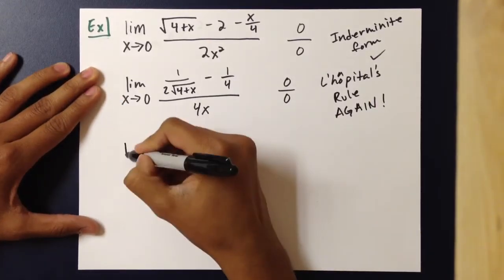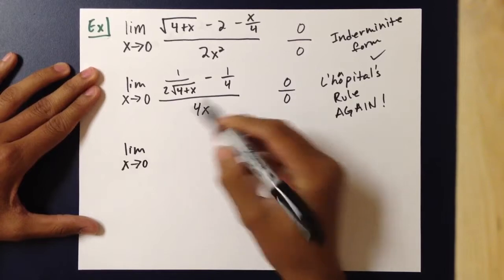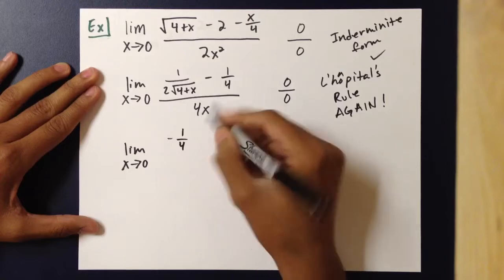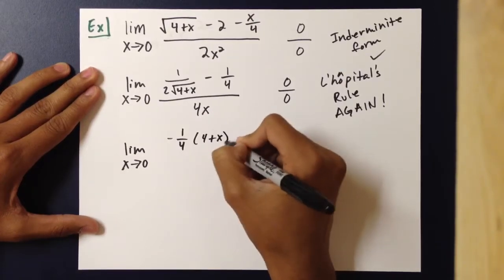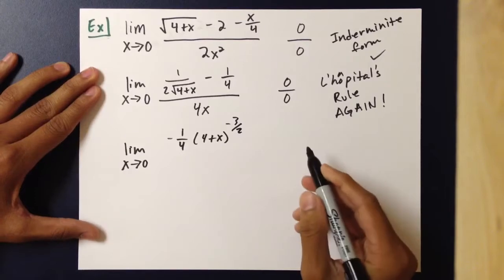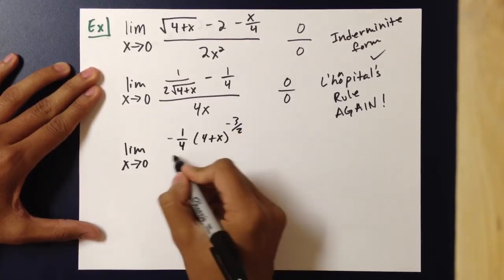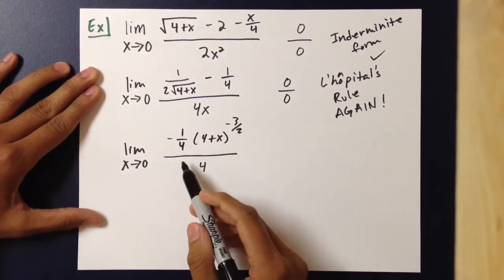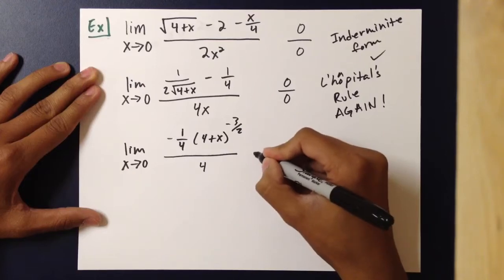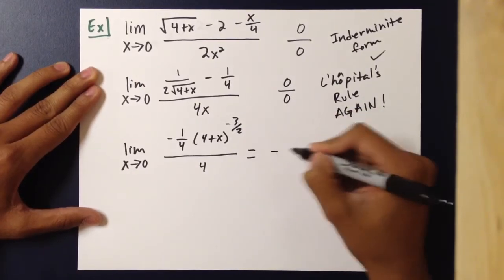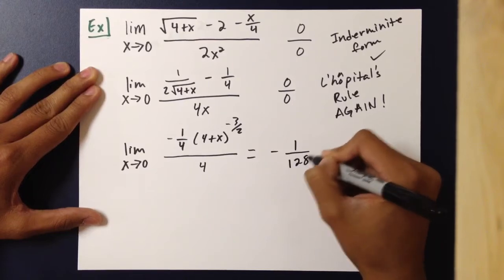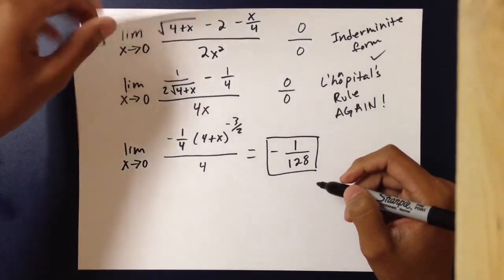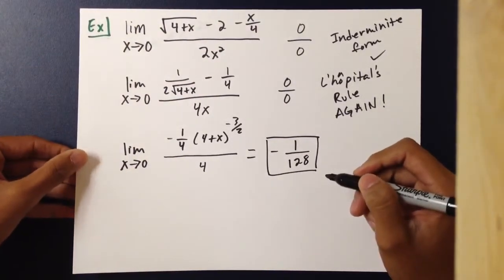So we take the derivative of the top, which would first be negative 1/4 times (4 plus x) to the negative 3 halves. Negative 1/4 will go to 0, and 4x would go to 4. Now, after further simplification and plugging in 0, we get negative 1 over 128 as our answer. There will be times where you will have to use L'Hopital's rule multiple times.